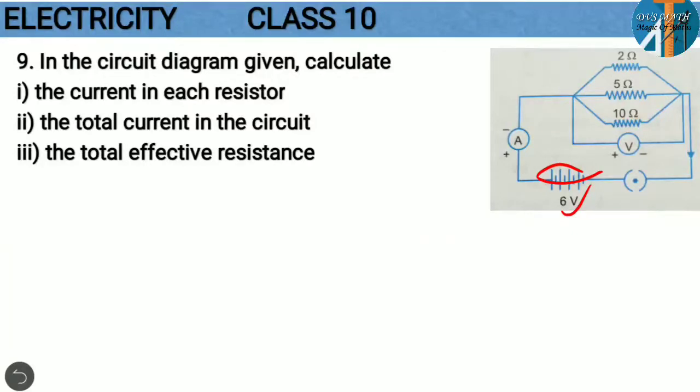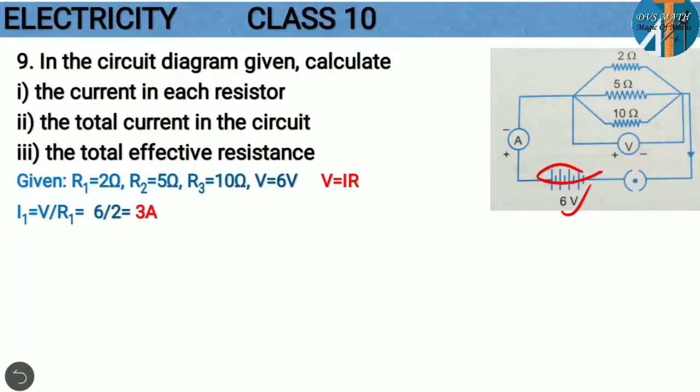As we go on, the difference between series and parallel: current remains the same in series, current varies in parallel, but voltage varies in series, voltage remains the same in parallel. So here current is different in each resistor. They have given the V value. So if we write the given, R1 is 2 ohm, R2 is 5 ohm, R3 is 10 ohm, V is equal to 6 volt. So first let us find current.